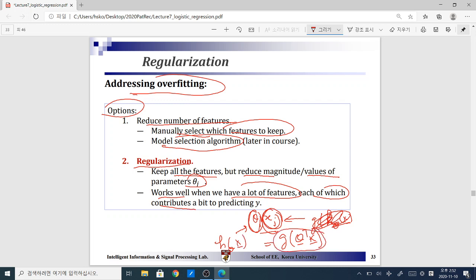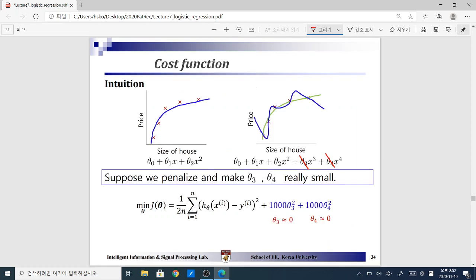Where, as you can see, inside of the g, or the hypothesis function, has this dot product between the feature and the parameter. So this is the one that makes up this hypothesis function, or the one that makes the prediction.